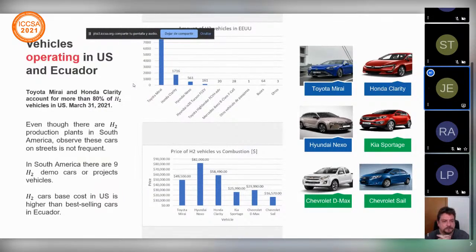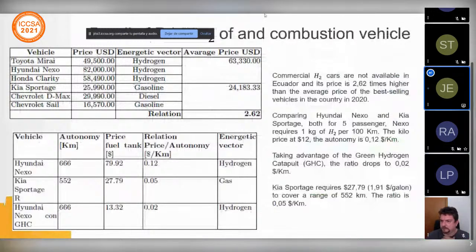So what I'm trying to say is, even though there are hydrogen production plants in South America, observing cars that use hydrogen on the street is not frequent. In South America, there are just 9 hydrogen demo cars or related projects. Hydrogen car base cost in the US is higher than the best-selling cars in Ecuador, and we can see that in the presentation. So commercial hydrogen cars are not available here in Ecuador, and their price is 2.62 times higher than the average price of the best-selling vehicles in the country in 2020.